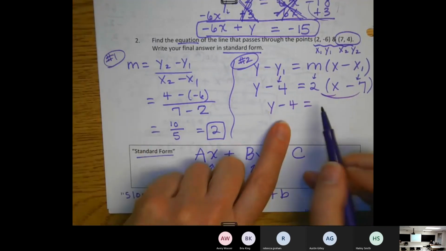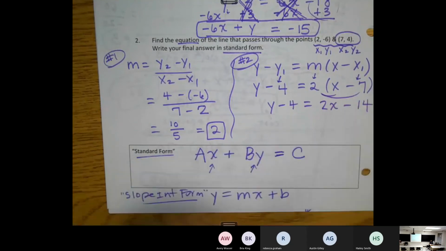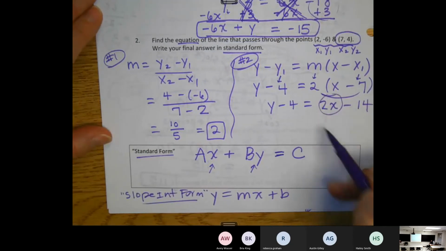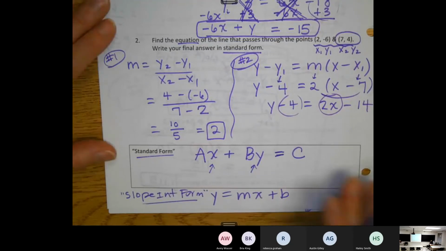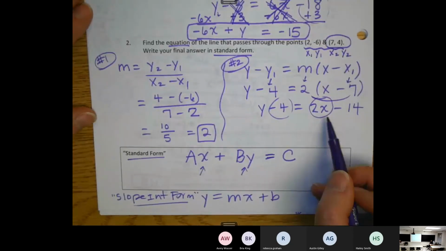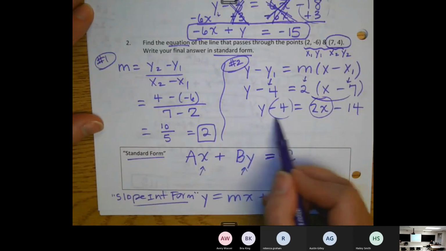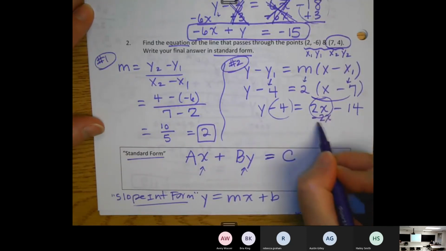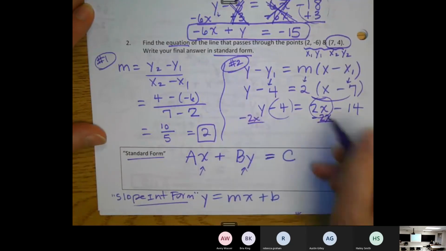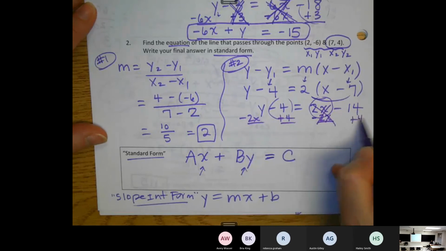So distributing, that gives me y minus 4 equals 2x minus 14. The things that are going to need to be moved are the 2x and the minus 4. I think you'll find as you do more and more of these, that's the same things that need to be moved every time. The x is always on the wrong side, and there's always an extra number on the left that needs to be moved. So let's subtract 2x from both sides, get rid of that. Add 4 to both sides, get rid of that.